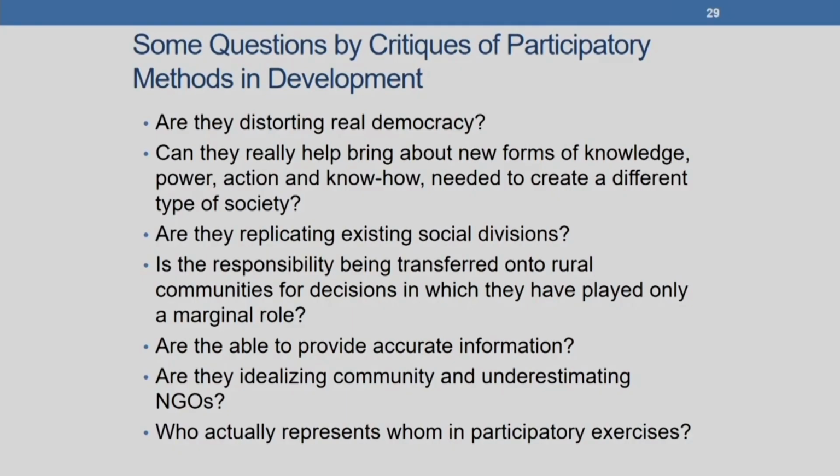Are the people able to provide accurate information? Are they idealizing community and underestimating NGOs? Who actually represents whom in participatory exercises? These are certain questions that are being posed by the critics of participatory methods in development.